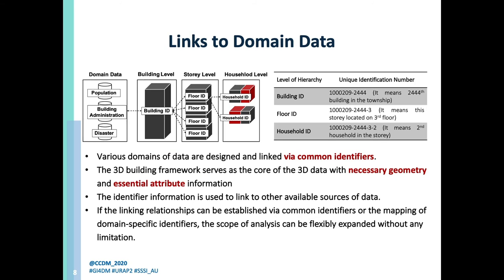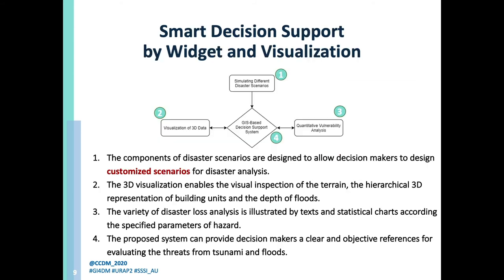On this page, we will talk about identifiers and linkings to domain data. As in the left side picture on this page, various domains of data are designed and linked by common identifiers. The 3D building framework serves as the core of the 3D data with necessary geometry and essential attribute information. The identifier information is used to link to other available sources of data or domain data, and if the linking relationship can be created by common identifiers or the mapping of domain-specific identifiers, the scope of analysis can be flexibly expanded without any limitation.